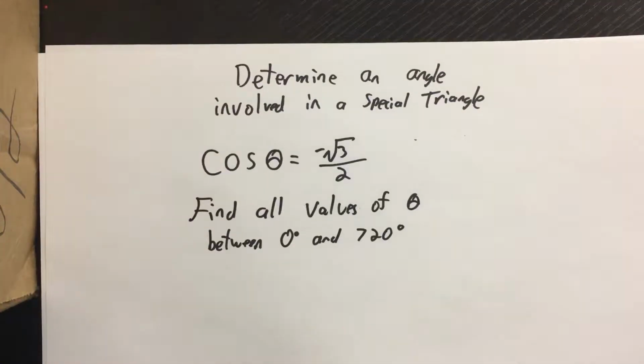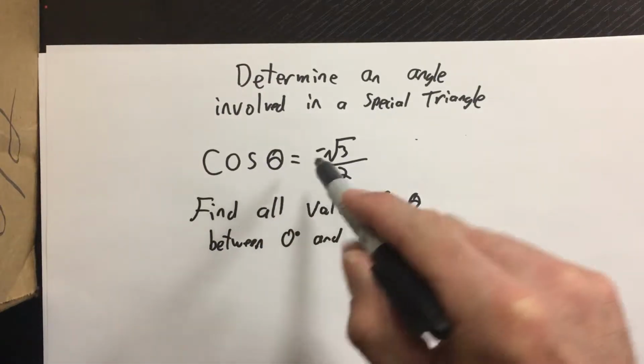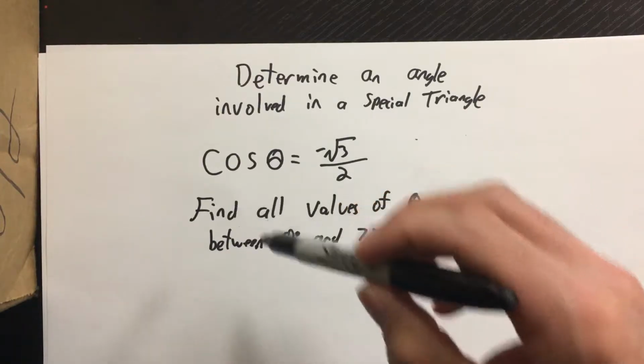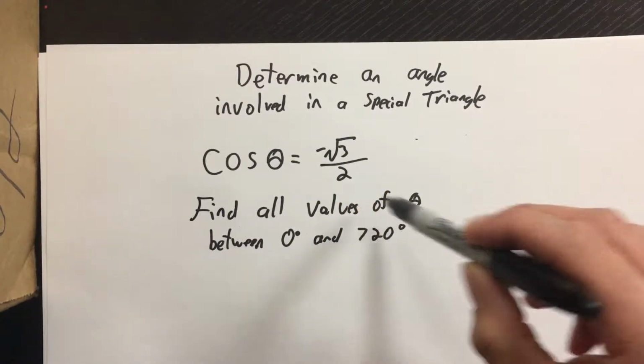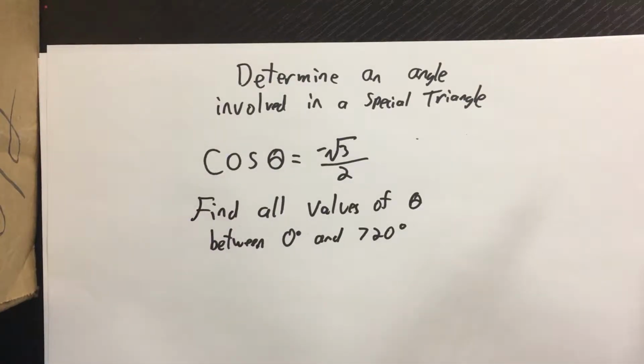We're going to determine an angle involved in a special triangle. So here, the cosine of theta is equal to negative root 3 over 2. And we're going to find all values of theta that will make that work between 0 and 720 degrees.